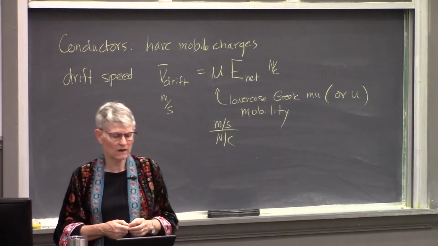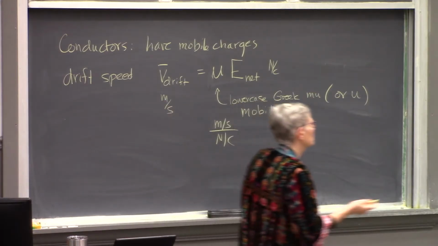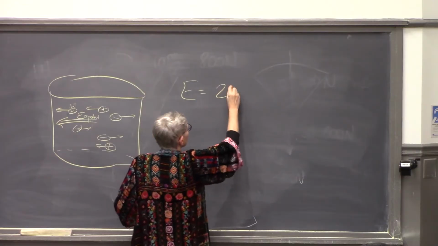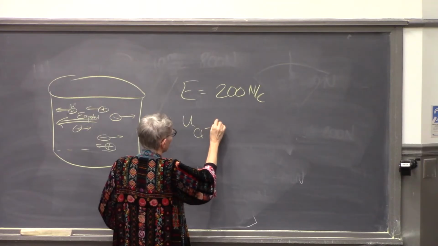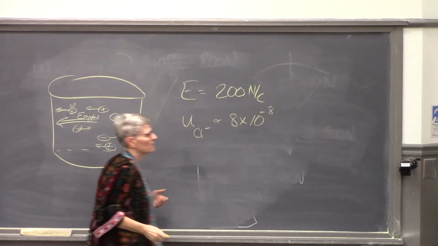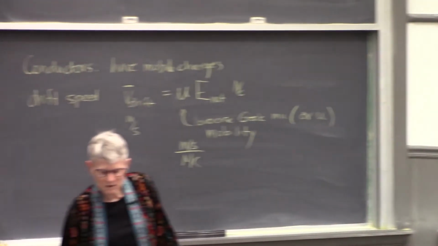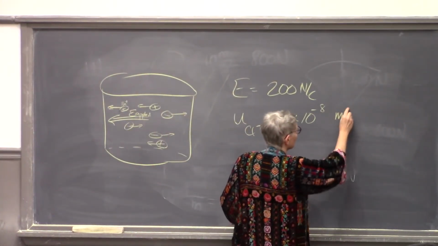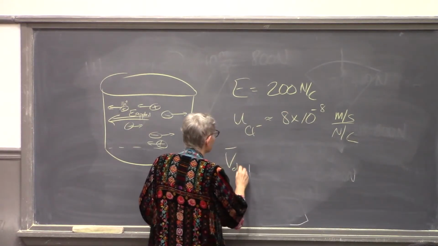So if we had an electric field of 200 newtons per coulomb, and the mobility for a chloride ion was about 8 times 10 to the negative 8th, I think it is. I think I looked it up. Meters per second per newton per coulomb. So what would the average drift speed be?